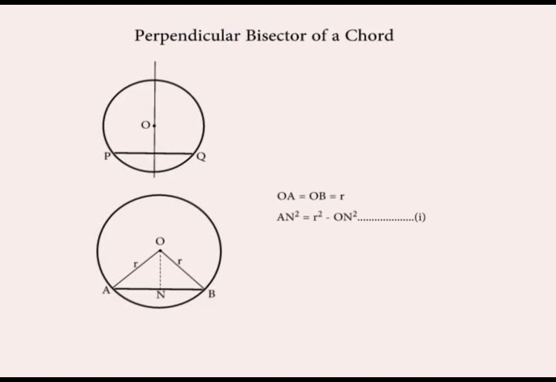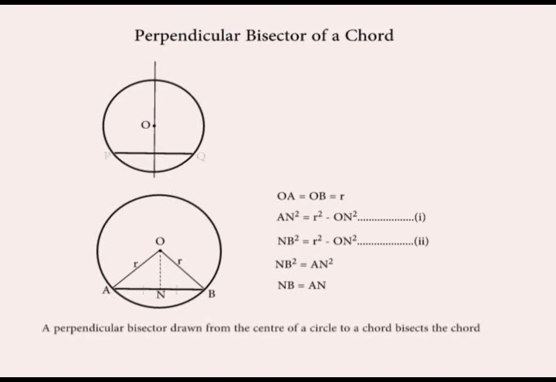BON is also a right angled triangle at N, such that NB squared is equal to r squared minus ON squared. From equations 1 and 2, we can deduce that NB squared is equal to AN squared, and therefore NB is equal to AN. And therefore, a perpendicular bisector drawn from the center of a circle to a chord bisects that chord. Or we can put it in another way, a perpendicular bisector of a chord of a circle passes through the center of the circle.